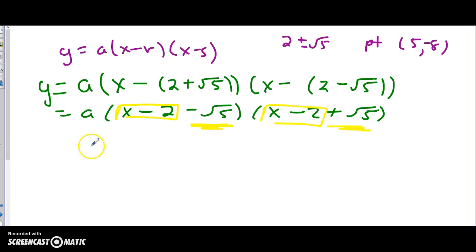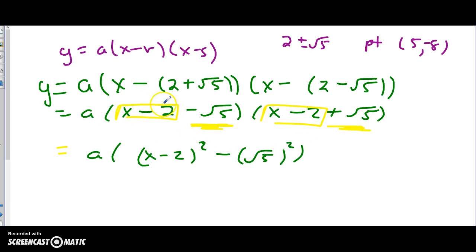So what I can do is factor this into a, where a is the a from the parabola, times this squared: x minus 2 squared minus root 5 squared. And that's just a little trick we use. It's this, subtract this, and the same thing plus this. And if that's the case, you can take this expanded form and factor it into its condensed form here. Okay, so that's the factored form there.